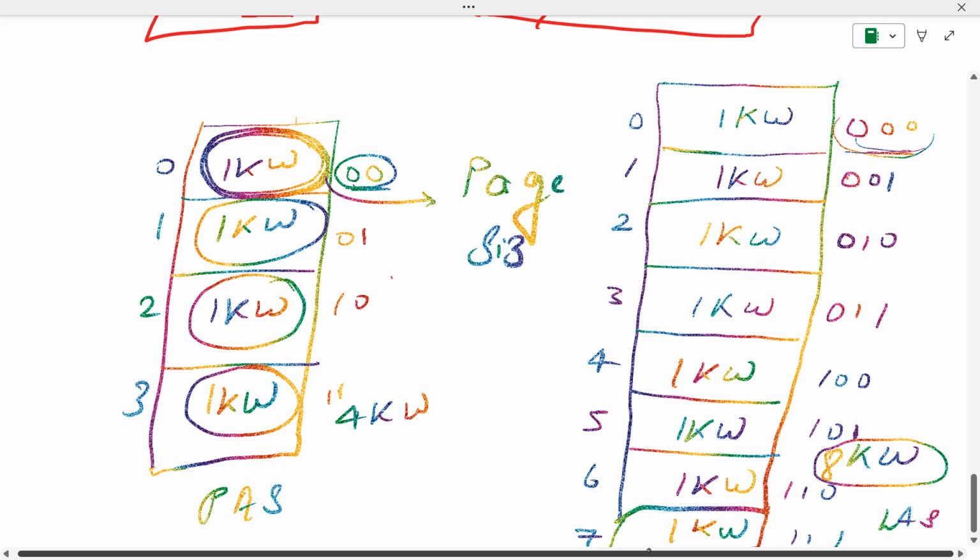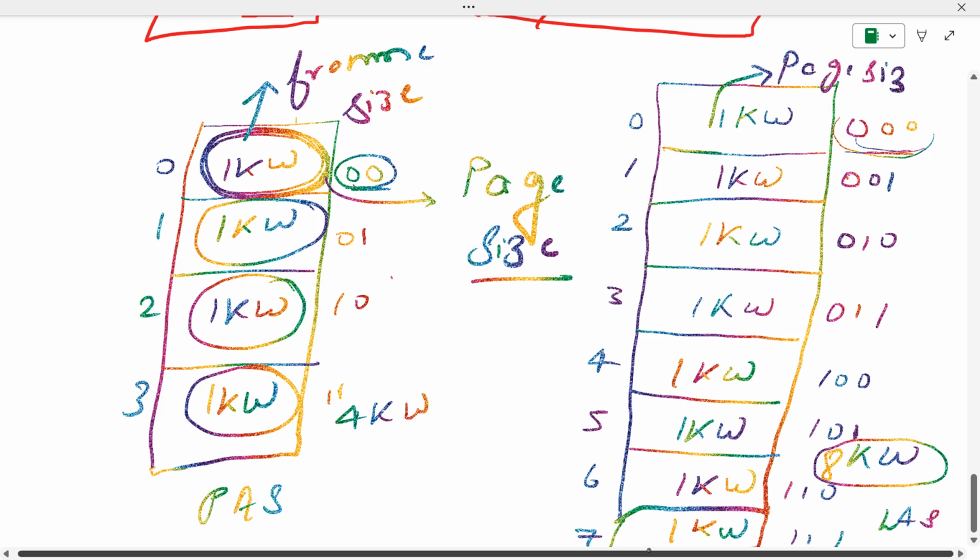Or in terms of physical memory space, you can say it is the frame size. And in the virtual memory space context, you can term it as the page size. So now this 1 kilo word here and this 1 kilo word are actually the same. So at a time in the physical memory, we are just bringing some 4 pages, each consisting of 1 kiloword of data, right?